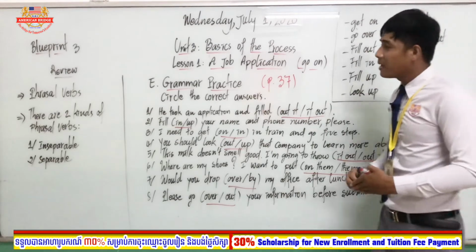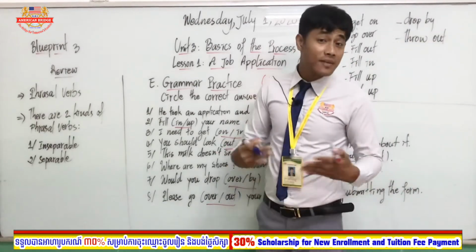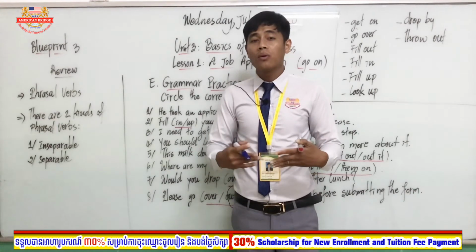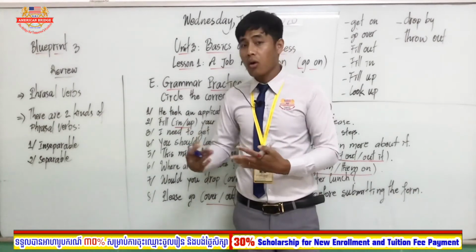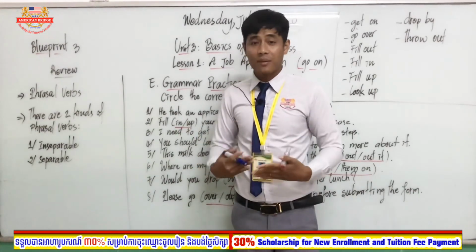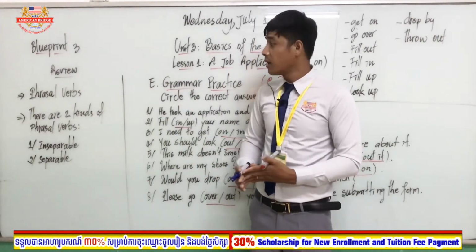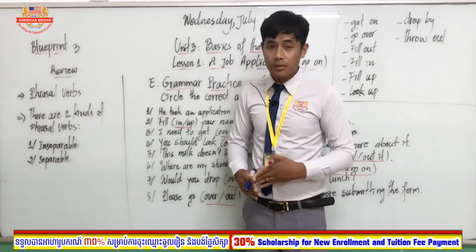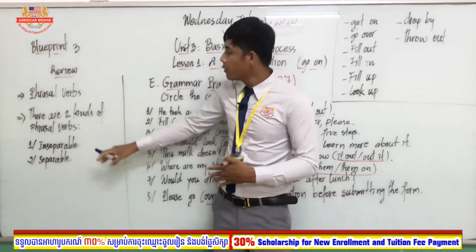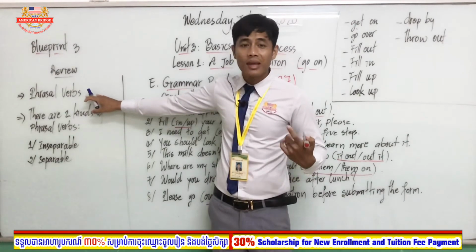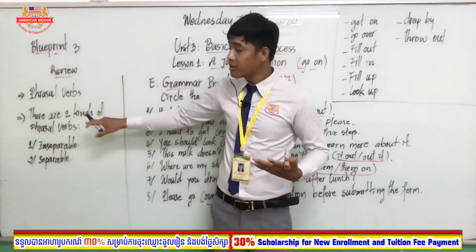And you know that the meanings of phrasal verbs are sometimes idiomatic. Okay, they do not follow the meanings of the verb or preposition. Sometimes the idiomatic meanings are different, right? Different from the basic words. Okay, so how many kinds of phrasal verbs are there in English? So there are two kinds of phrasal verbs, right?